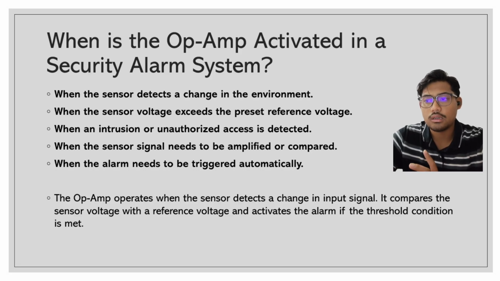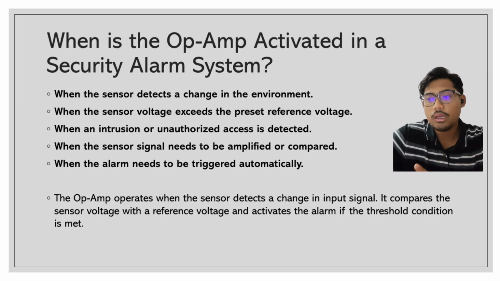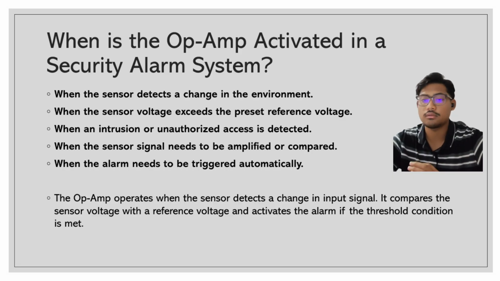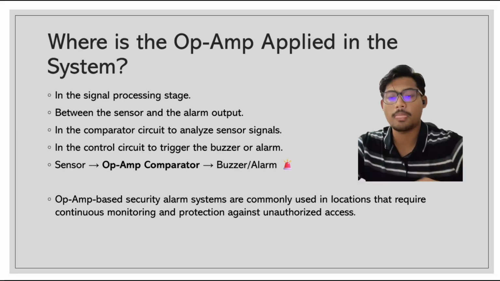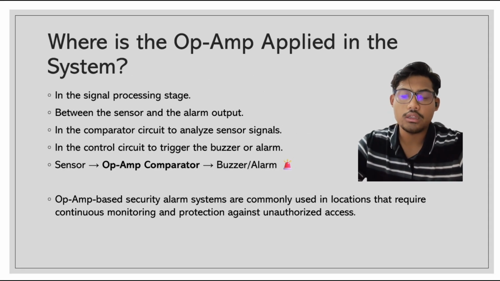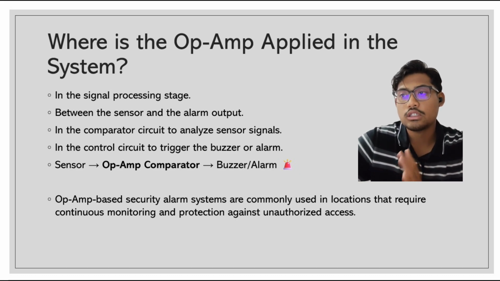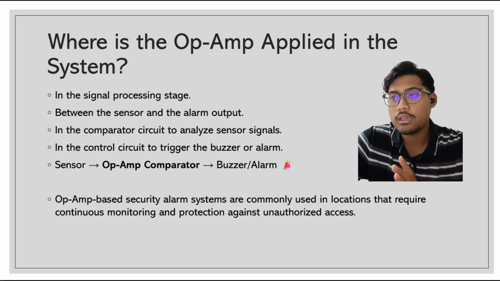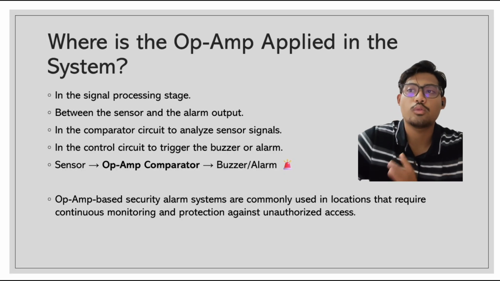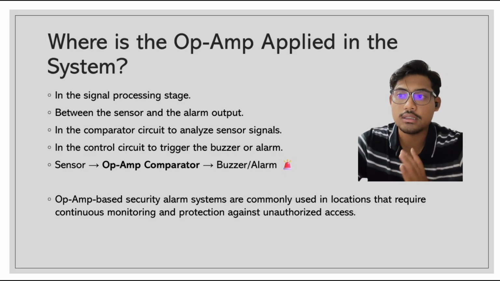Another info: the OP AMP operates when the sensor detects a change in the input signal. It also compares the sensor voltage with a reference voltage and activates the alarm if the threshold condition is met. Earlier we talked about the question when. Now the question is where. Where is the OP AMP applied in the system?